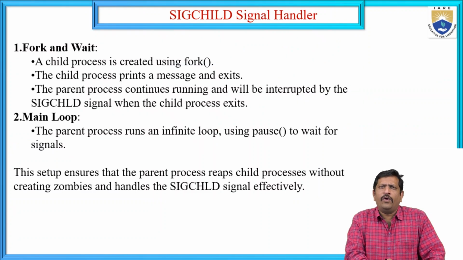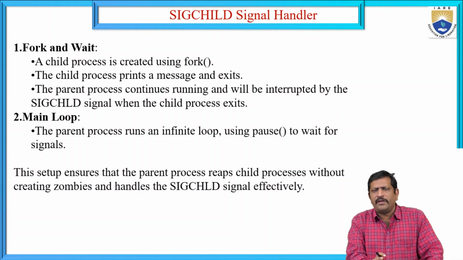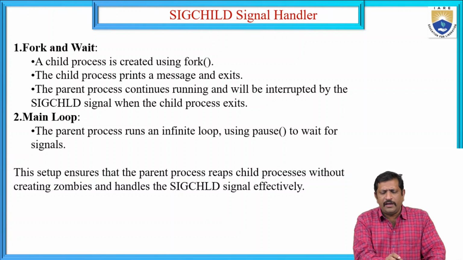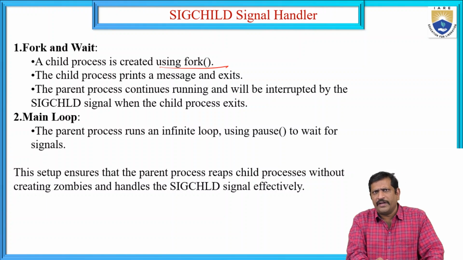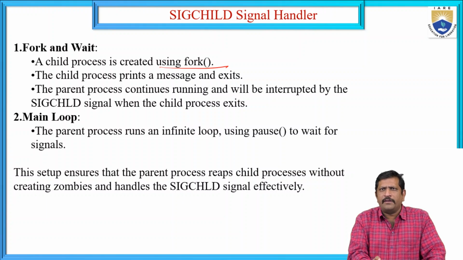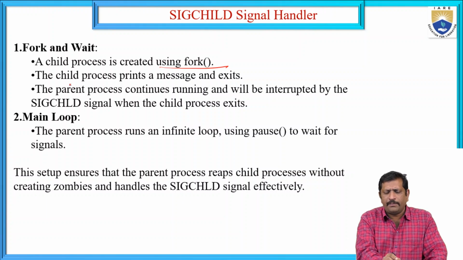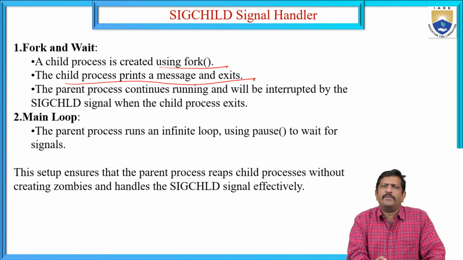Here is fork and wait. Fork generally receives the processing and assigns the work to the process. Here the child process is created with the help of fork. Once the child process is created, it will be executed. The child process prints a message and exits. After printing the message, it exits.